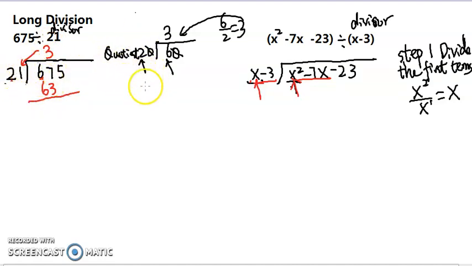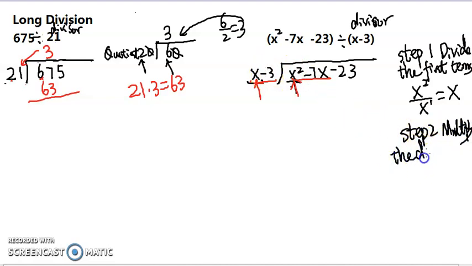So that second step is to multiply the divisor with the quotient. We do 21 times 3, which gives us 63. And the same idea here. When we do the second step, we multiply the number on the front, which is called the divisor, with the quotient we have figured out so far in this step.